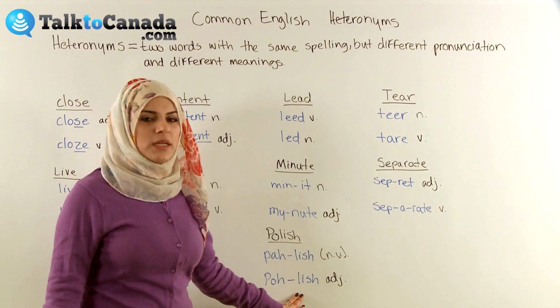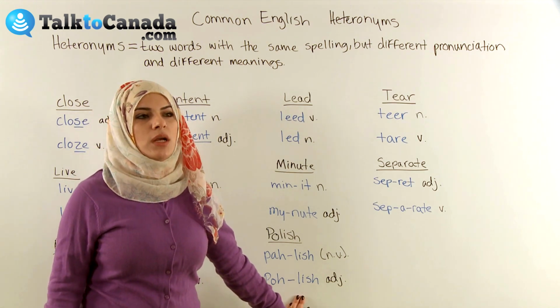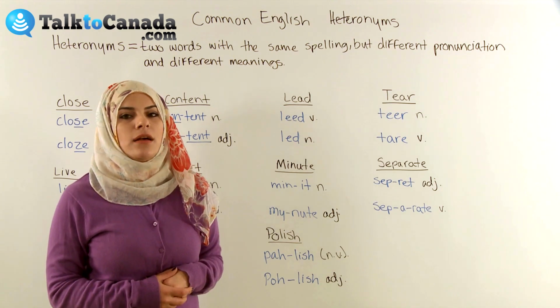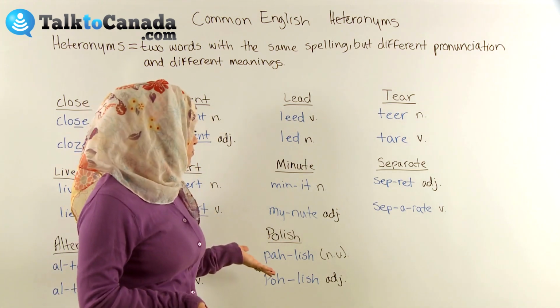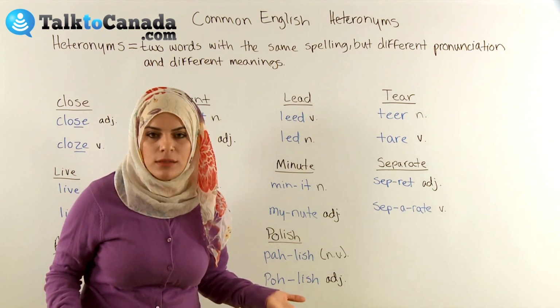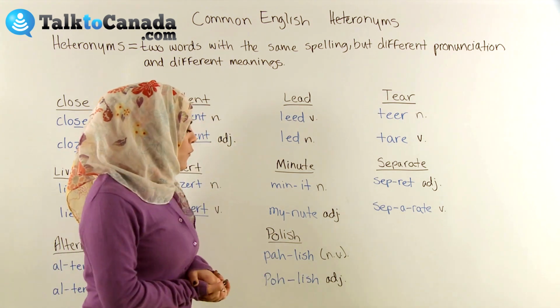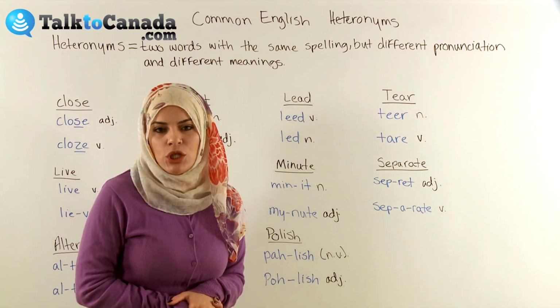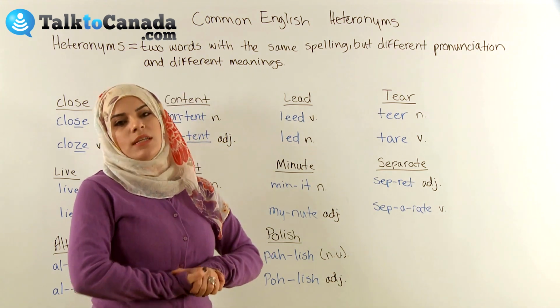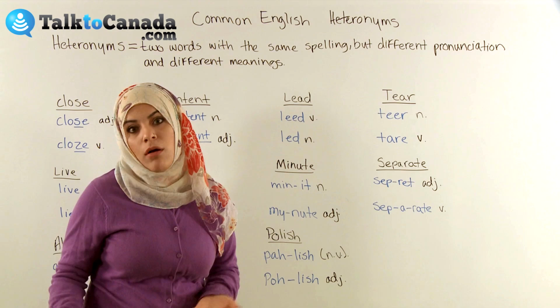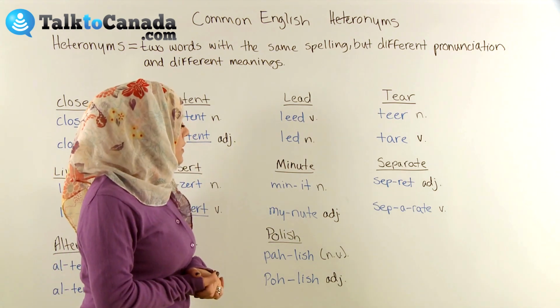Next one, Polish. Polish is an adjective, and basically it's, well, you know, Poland. It means someone who is from Poland. So for example, the Polish lady spoke to me today. It's an adjective, and it just means that that lady is from Poland. All right, next.